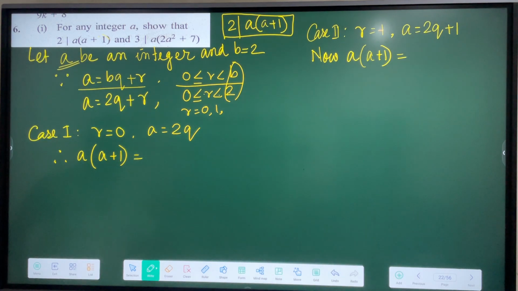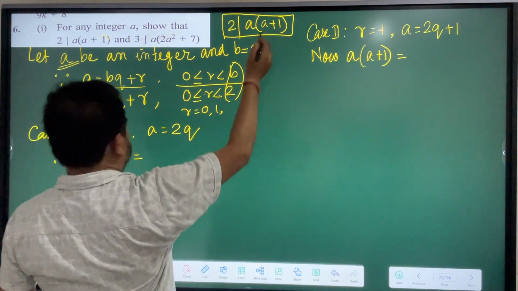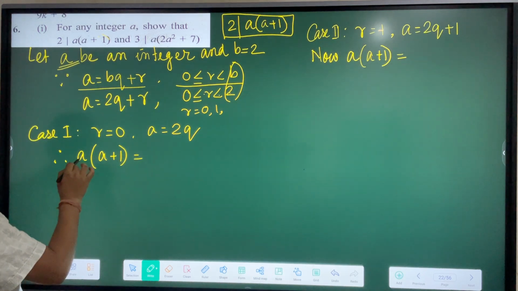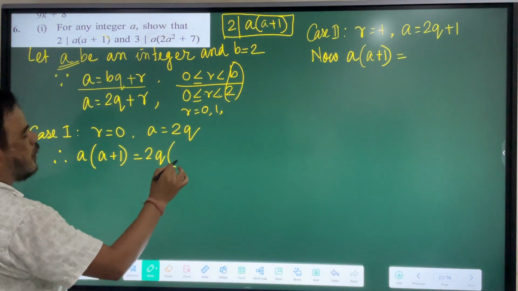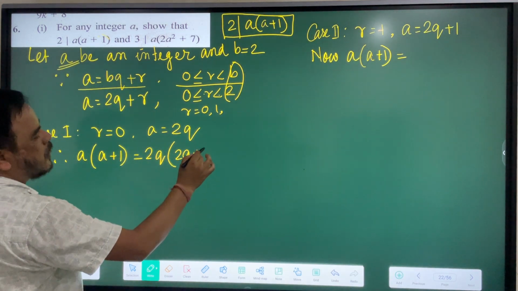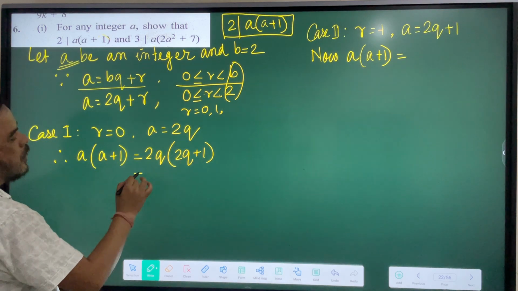So a into a plus 1 is written here. In place of a, what will we write? A equals 2q. So 2q into 2q plus 1.